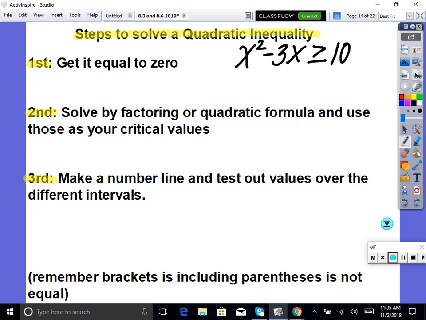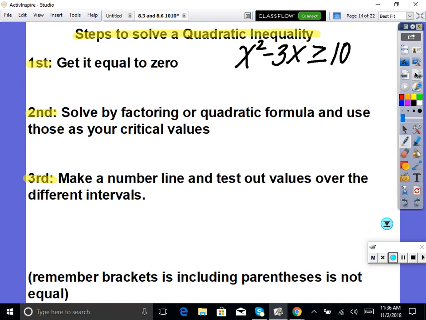Making our life easier. If we had it equal to 10, we're going to have to find increments for this quadratic being greater than 10. That's going to be a lot harder. Let's just get it equal to 0, and then we're just testing zeros. Then second, solve by factoring or the quadratic formula to find our critical values. Then we'll make a number line with those critical values, those zeros, as you've seen me do, and then test out values of different intervals, and then you'll get yes and no's, and that'll be your solution.